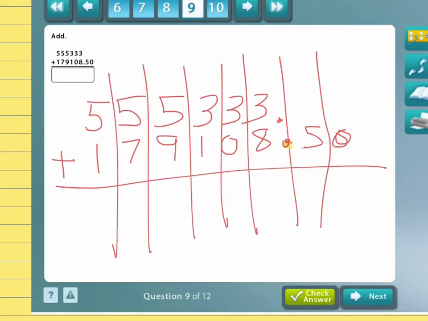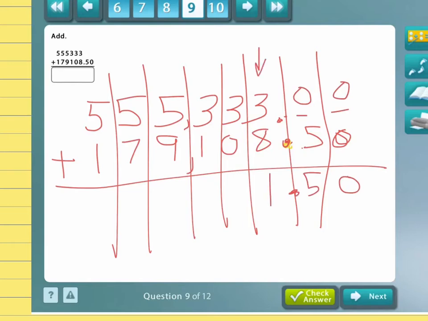Alright, looking at problem number 9, it's very similar in that you have a larger number here and a larger number here. You have a decimal here and you have nothing here and here. So go ahead and add zeros there to hold the place values. Just add them up. 0 plus 0 is 0. 0 plus 5 is 5. Make sure you put your decimal point.